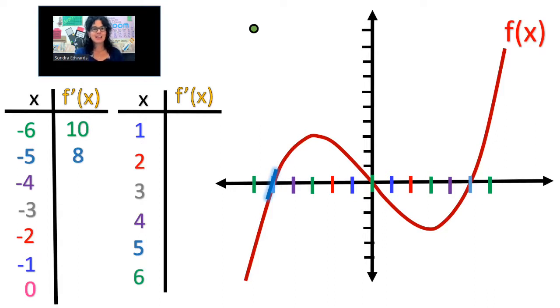And it seems like they're pretty close in steepness, so I'm going to go with 8. And I plot the next point that I believe to be on f prime of x at negative 5, 8.